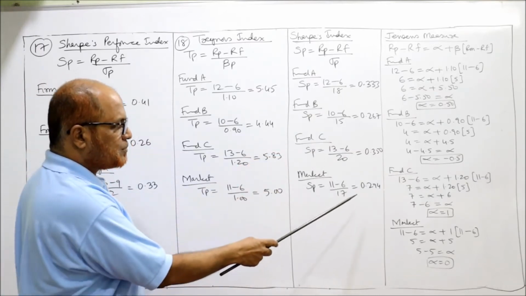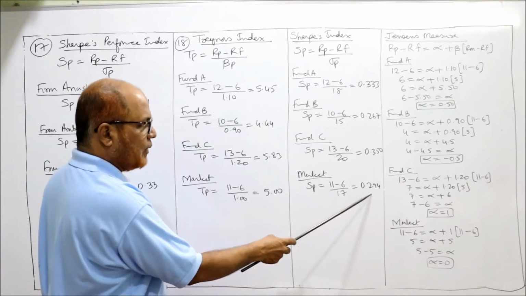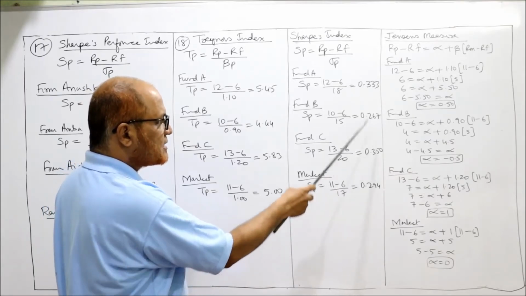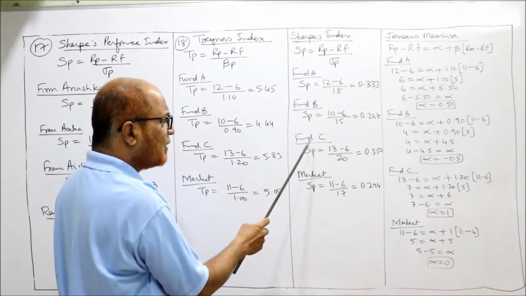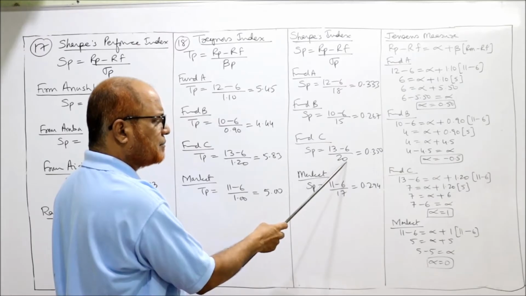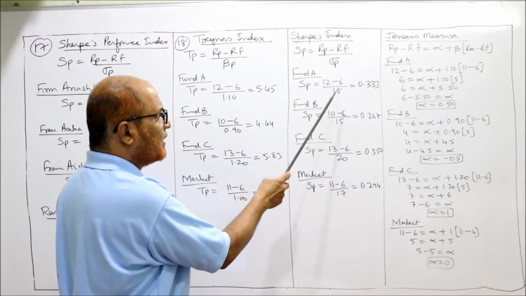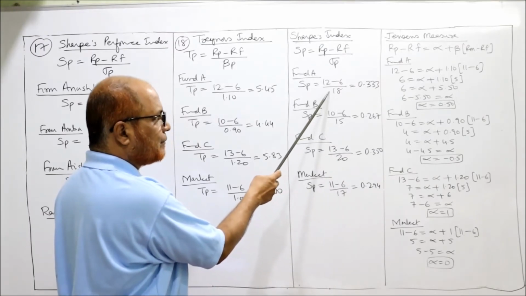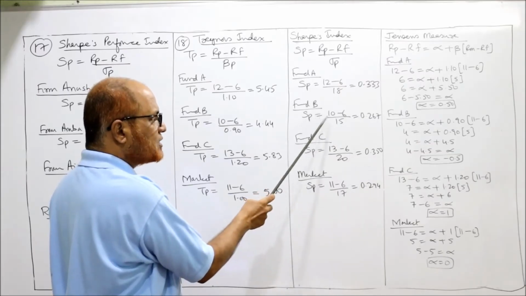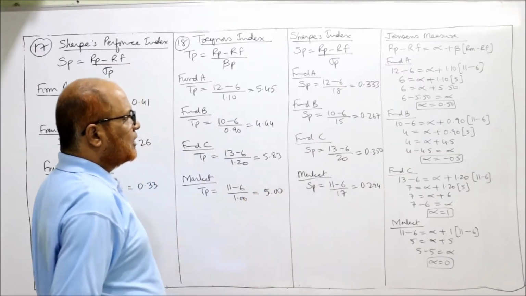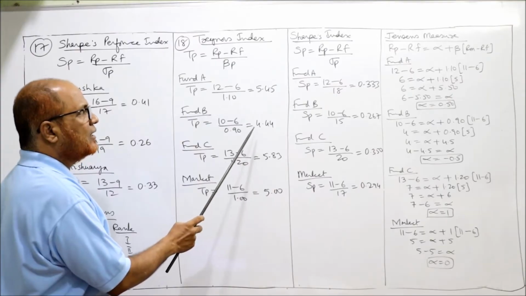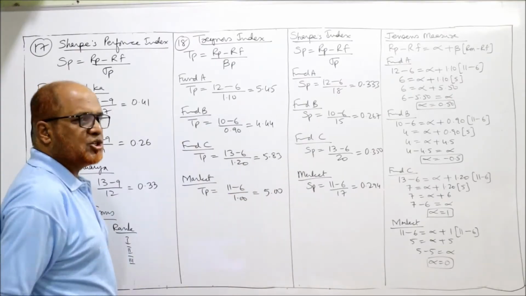The market index is 0.294, whereas fund C has the highest value, 0.35. Fund C is performing the best compared to the market. Even fund A is also performing better than the market. Fund B is performing less than the market. So we get the same conclusion in Treynor's measure and Sharpe's measure.